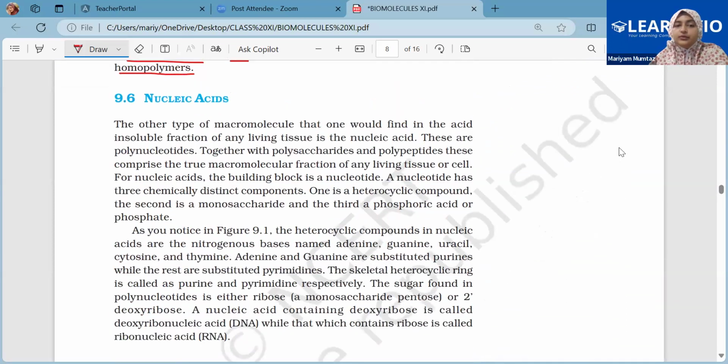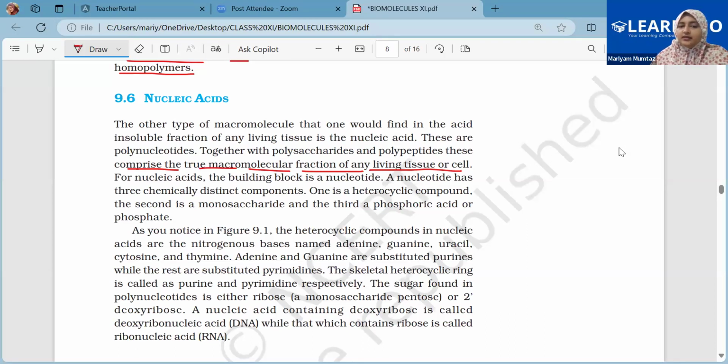Now, talking about the nucleic acid, the other type of macromolecule that one finds in the acid insoluble fraction of any living tissue is the nucleic acid. These are polynucleotides. Together with polysaccharides and polypeptides, these comprise the true macromolecule fraction of any living tissue or cell.